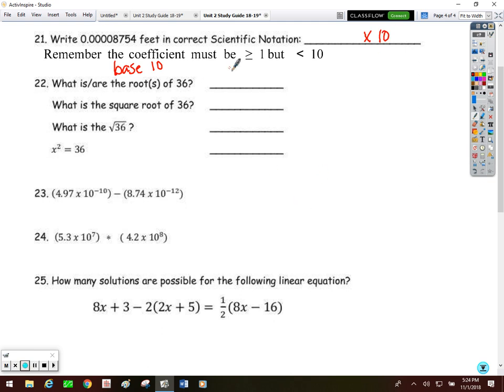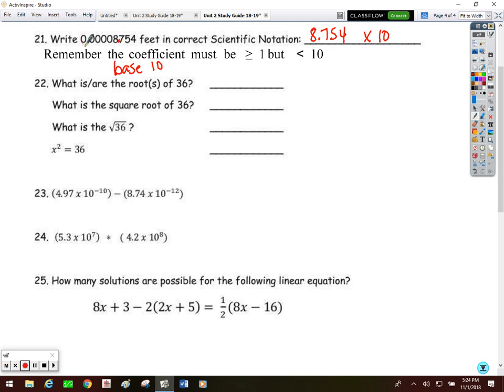Alright, remember we also learned a shortcut with this one. If I make sure that I have one non-zero number to the left of the decimal, that will take care of my coefficient being greater than or equal to 1 but less than 10. So I'm going to move my decimal right here between the 8 and the 7. That satisfies the rule of being one number to the left, greater than 8 but less than 10. So my coefficient will be 8.754 times 10 to the something power.